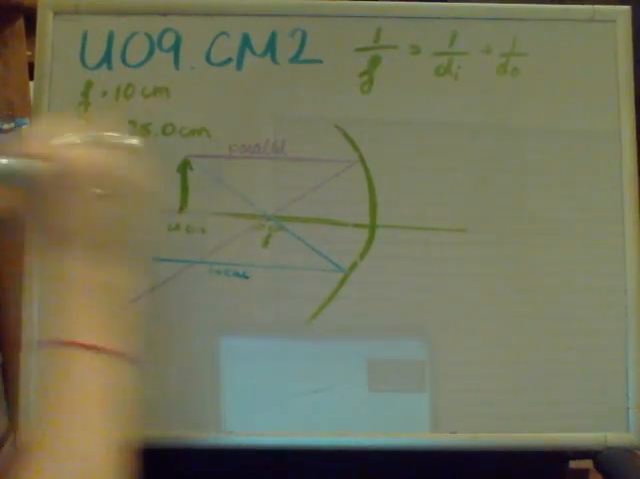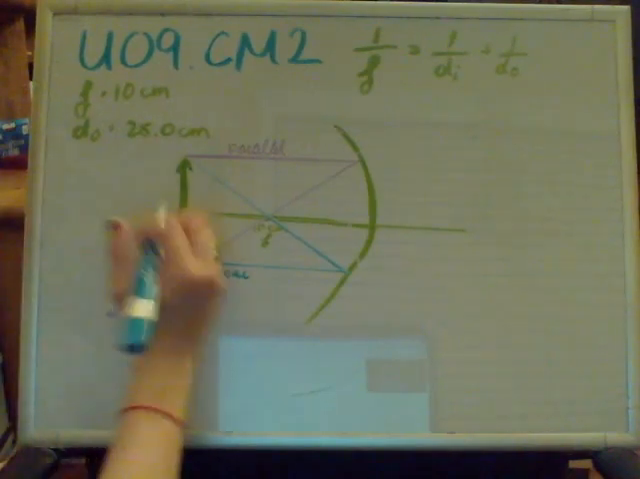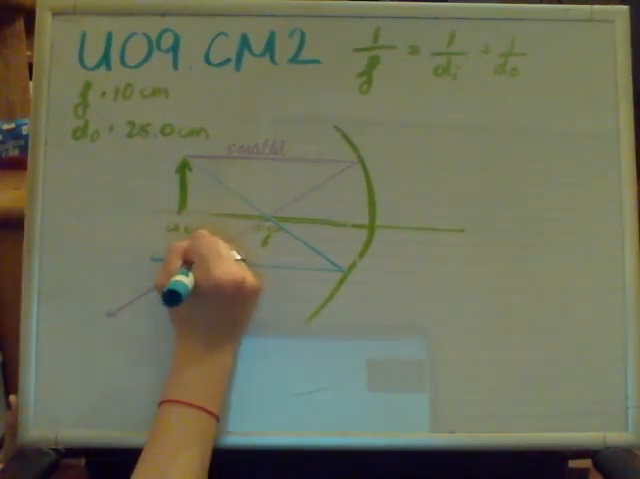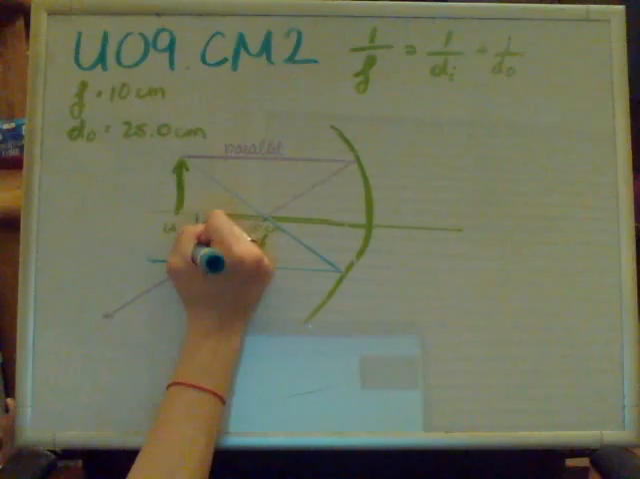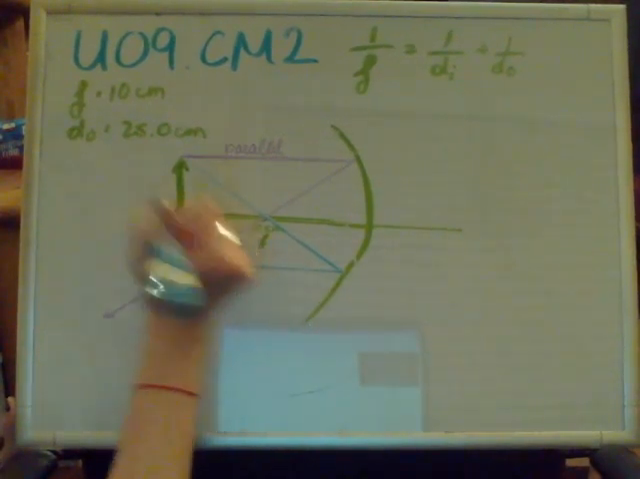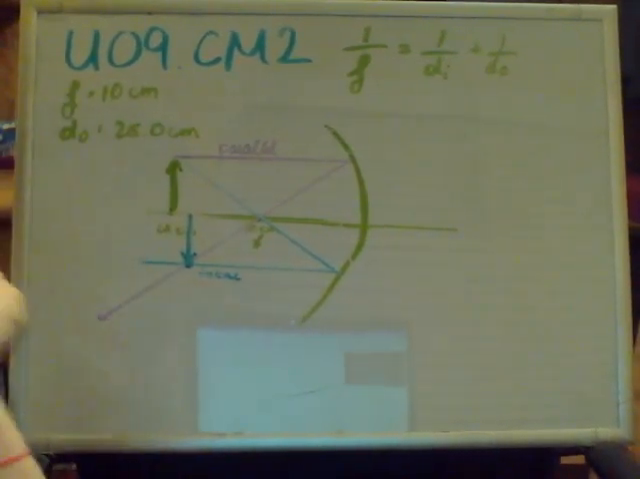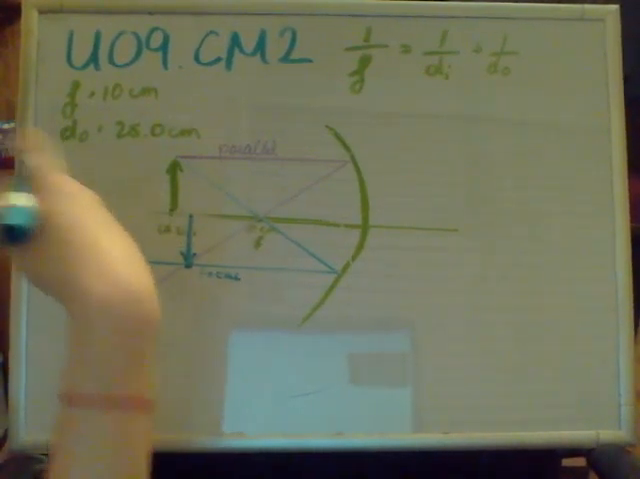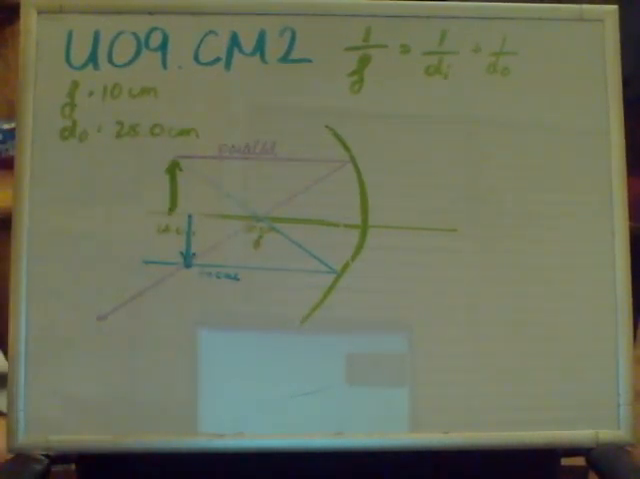Alright, we know where our image is by where the rays intersect. They intersect right here, and as you can see, it's upside down, which means that the magnification of the image is going to be negative.